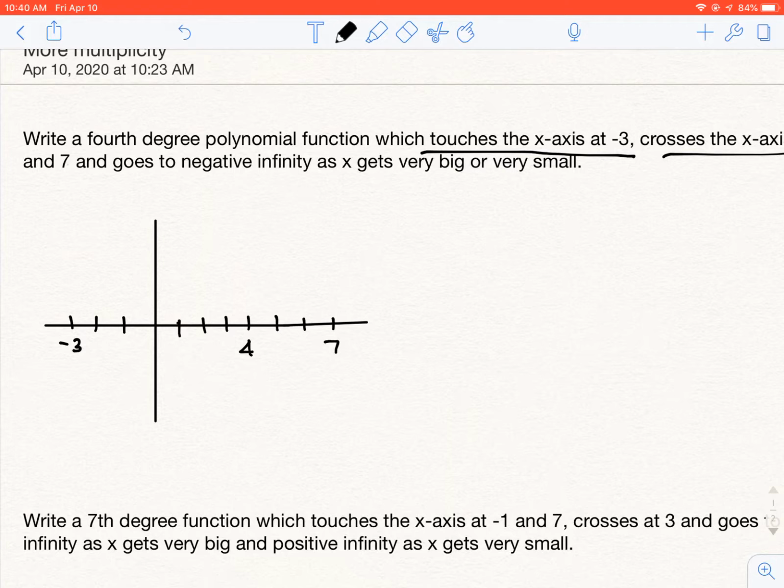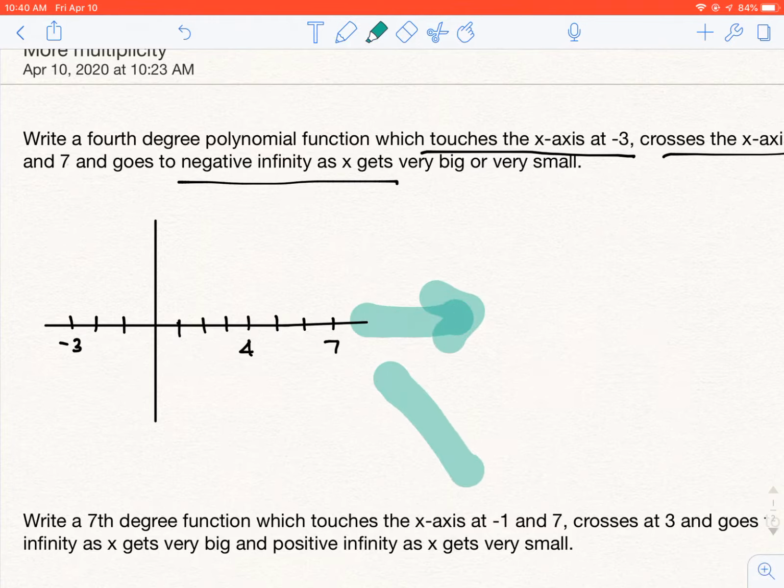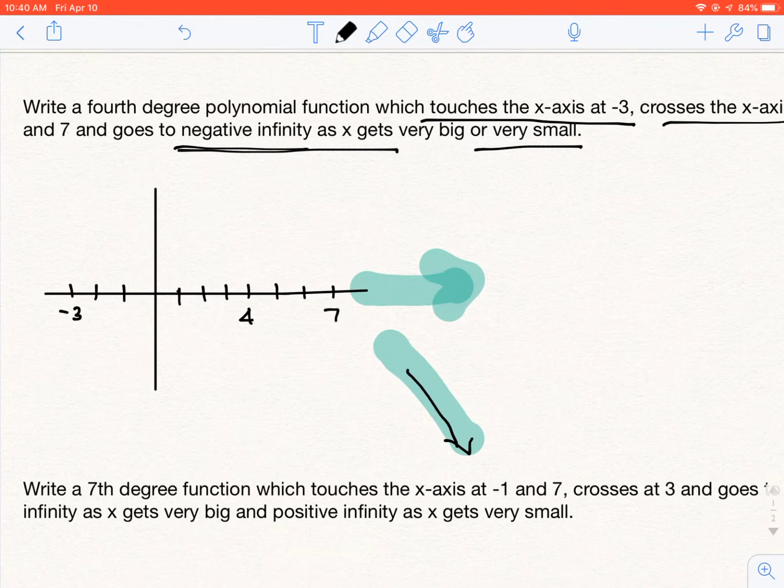It goes to -infinity as x gets very big. So that means as x goes this way, the function's going to go to -infinity, so it's going to go down there. So I'm going to kind of start here. Okay, it's going to go that way. And it also goes to -infinity when x gets very small. So that means it's going to come this way over here. It's going to go to -infinity.